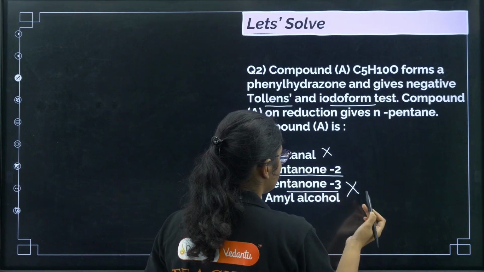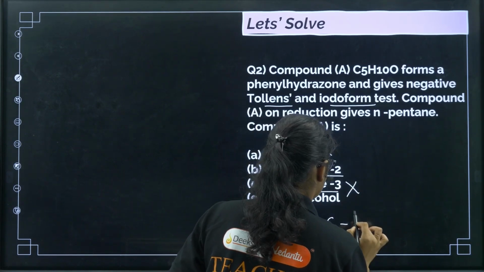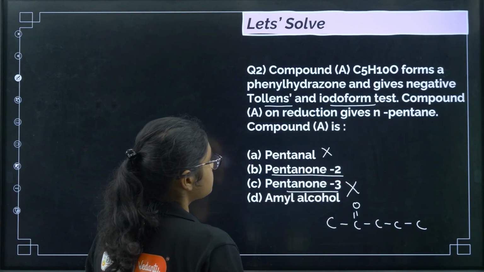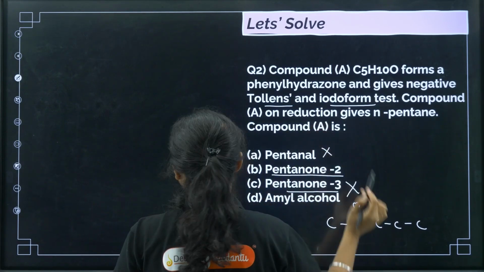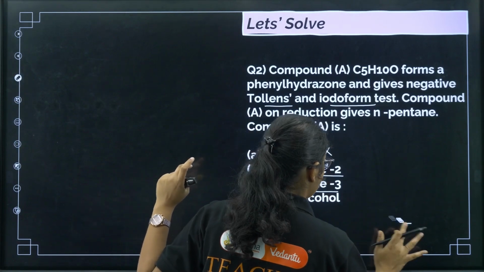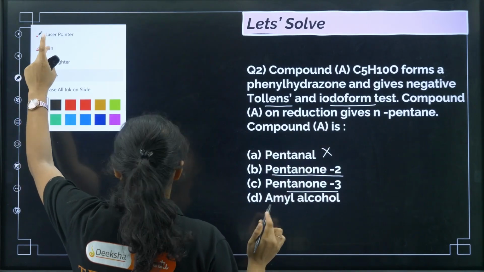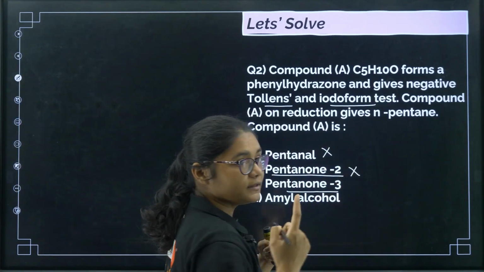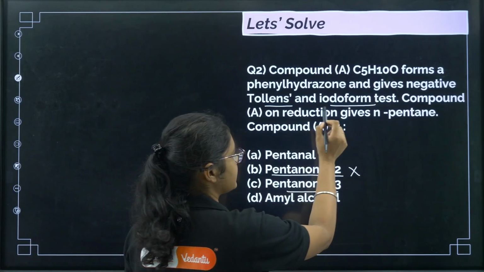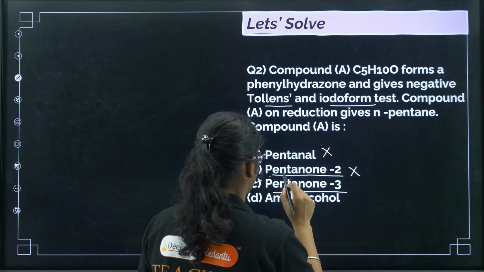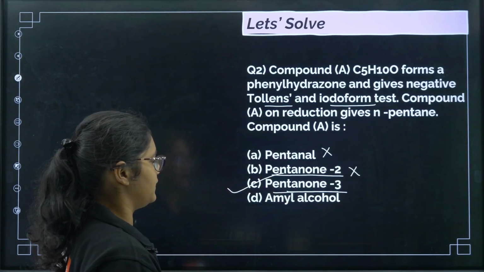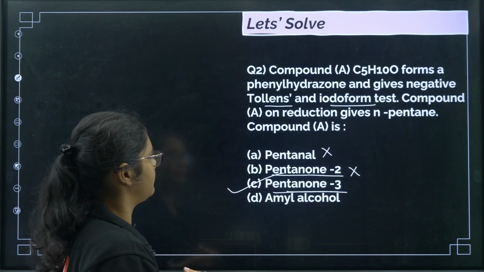If you see pentan-2-one, it will give the iodoform test, but the question says it gives a negative iodoform test, so we can eliminate pentan-2-one. The answer has to be pentan-3-one. Compound A on reduction gives n-pentane, so if you reduce this one, you will get n-pentane.